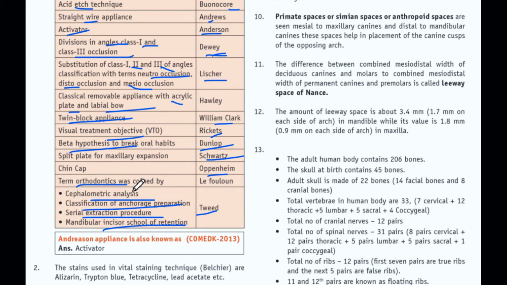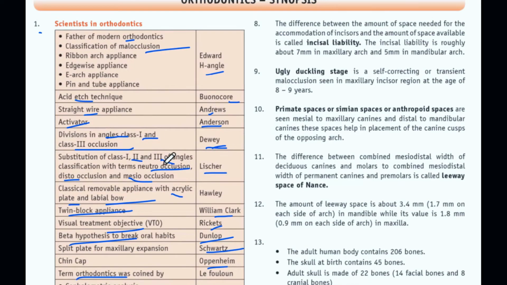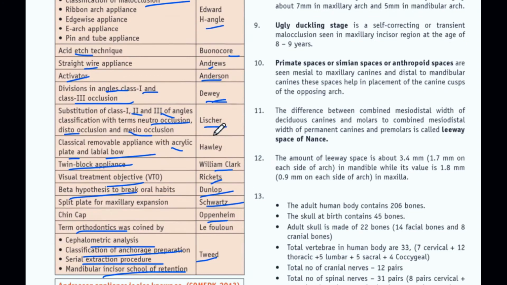Okay, so let's revise once again. Edward H. Angle, who is known as the father of modern orthodontics, he gave us classification of malocclusion, ribbon arch appliance, edgewise appliance, E-arch and pin and tube appliance. Bonacor, who invented acid etch technique. Straight wire appliance was given by Andrews. Activator by Anderson, also known as Anderson appliance.